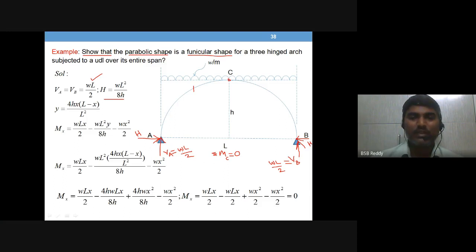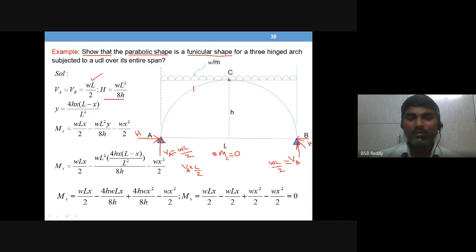To the left of C, you have three loads. One is VA, another one is H, another one is UDL. Writing the moments, VA into the distance L by 2. From C, VA is at a distance of L by 2. You know the VA value, WL by 2. What is the direction? Clockwise. VA is going to cause clockwise moment at C. So direction is clockwise, left clockwise positive.